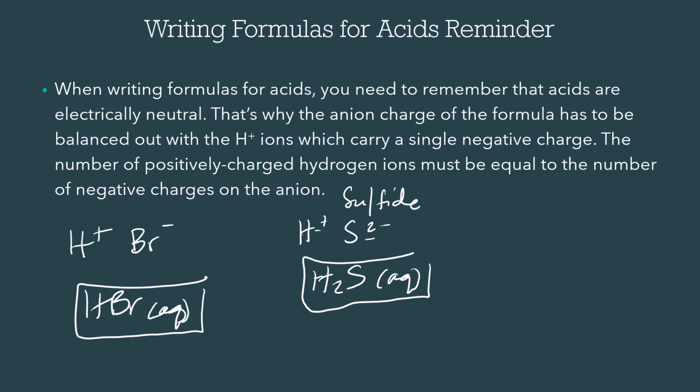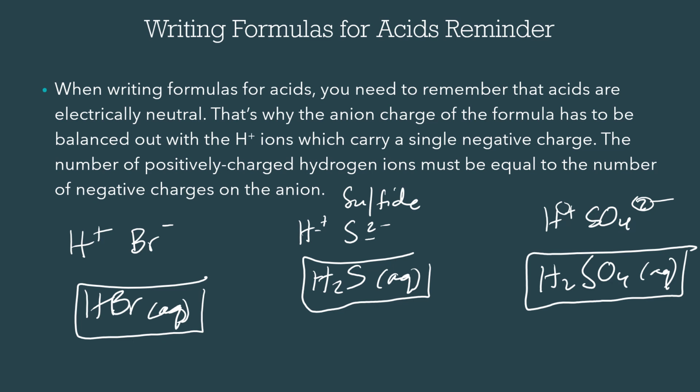Let's try a polyatomic ion such as sulfate. So you have H plus, SO4 2 minus. So I'm crisscrossing the 2 and the 1. So H2SO4, that's hydrogen sulfate. If it's dissolved in water, it becomes sulfuric acid.